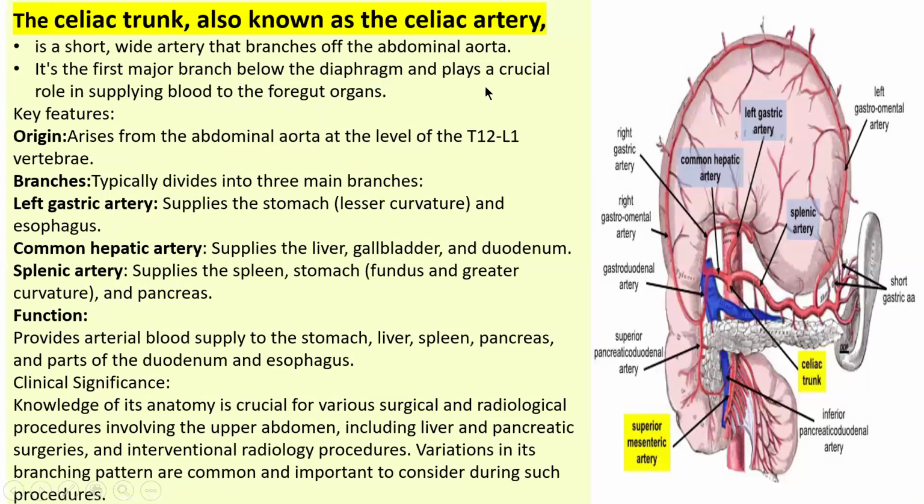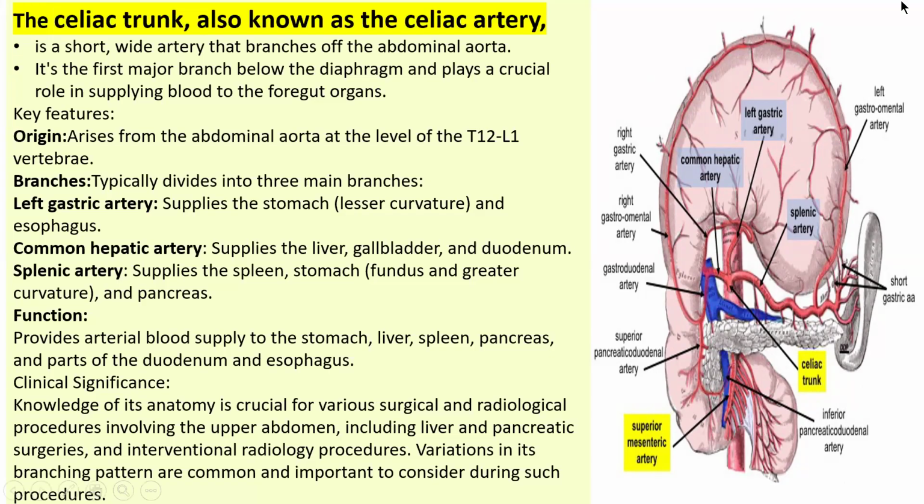The celiac trunk is also known as the celiac artery, providing oxygenated blood supply. It is a short, wide artery that branches from your abdominal aorta. It is the first major branch below your diaphragm and plays an important role in supplying blood to the foregut organs. Foregut, midgut, hindgut. So it supplies blood to foregut organs.